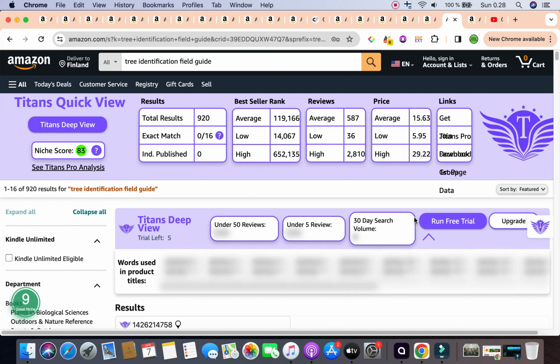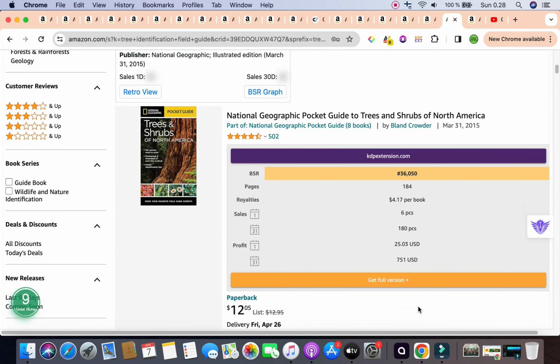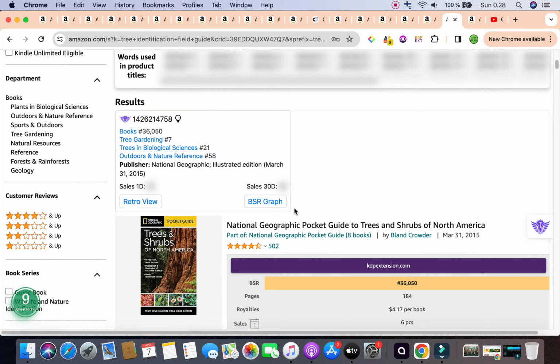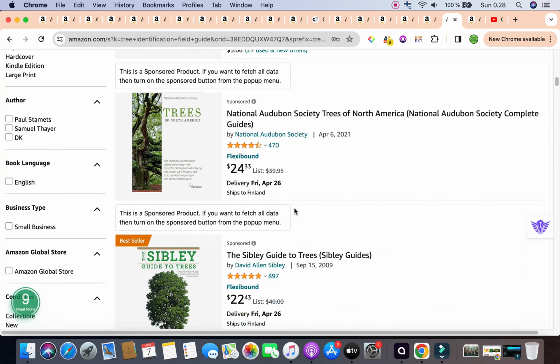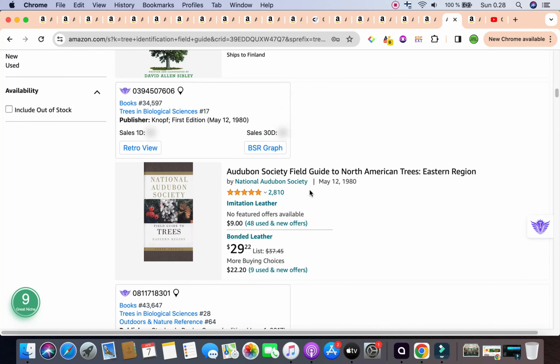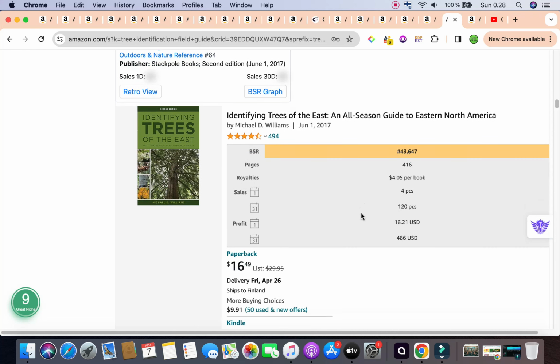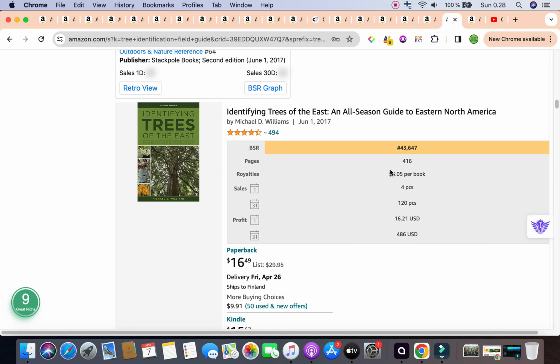It's a field guide. So it's basically a guide for those adventurers, campers, hikers that are willing to get out in the field and they want to identify trees and they see that as their hobby and they take it quite seriously. First result is a book with 36,000 as the bestseller. And next we have a couple of other books. This one's 34,000, this one's 43,000. So just now we've got three books on the first page in the top three results, not sponsored, meeting the criteria of a minimum of three bestseller ranks of 100,000 or less.